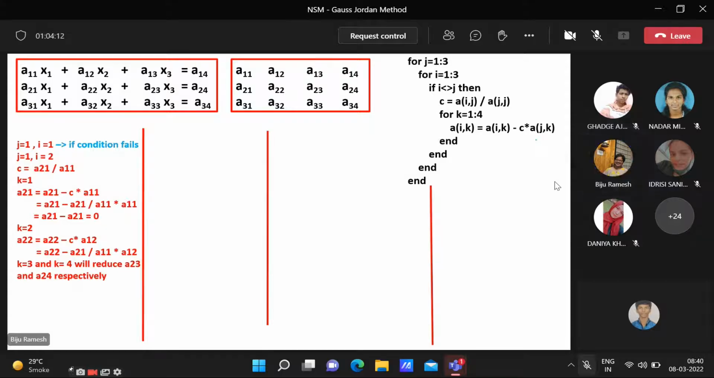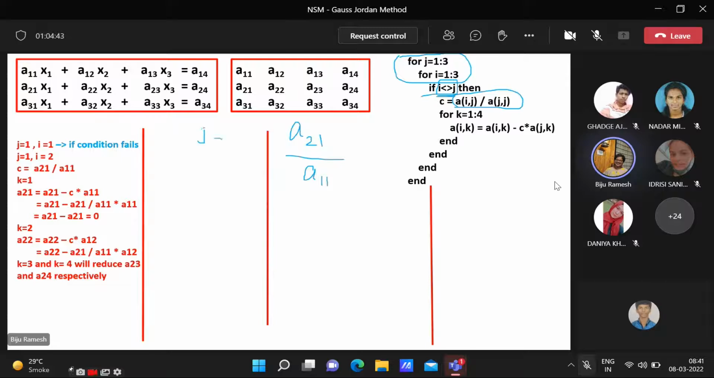Okay, so now I hope you all have understood why we have used this i not equal to j. Now we proceed. The constant, the scalar, we find the scalar. So what is the first scalar that we found? A21 divided by A11. So now we have given the condition i not equal to j. Hope you all can see this loop.